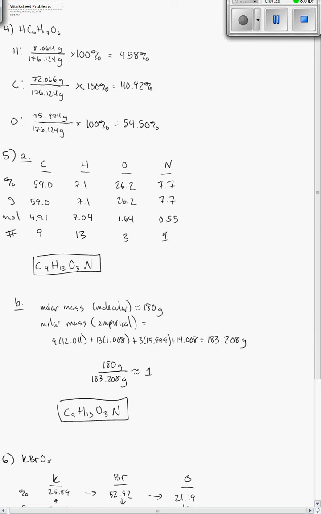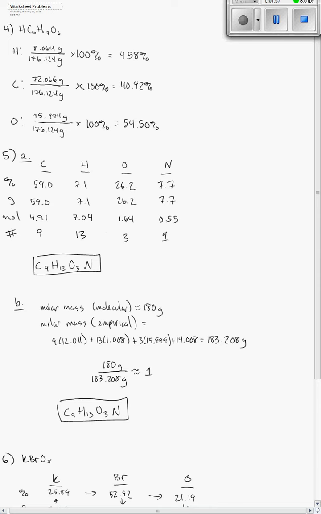Number 5 here is a two-part problem. The first part, you're given percent by masses of carbon, hydrogen, oxygen, and nitrogen, and you're asked to find the empirical formula of a substance, and in part B, you're given the molar mass of that substance, so that's the molecular molar mass, and you're asked to determine the molecular formula for it. So again, same procedure every time you want to figure empirical formula, starting with percent by mass. Assume you have 100 grams total.